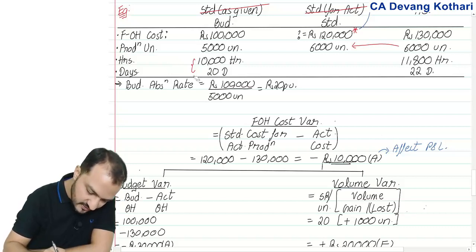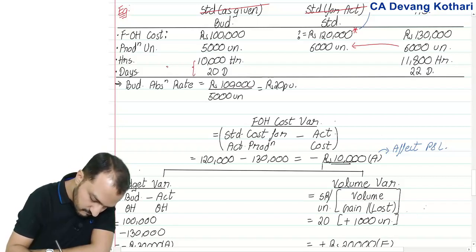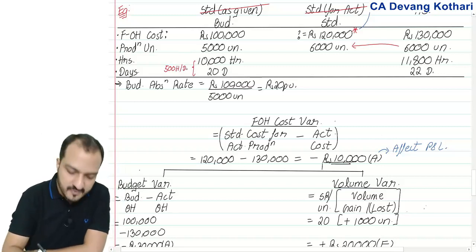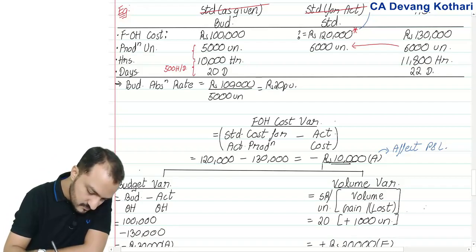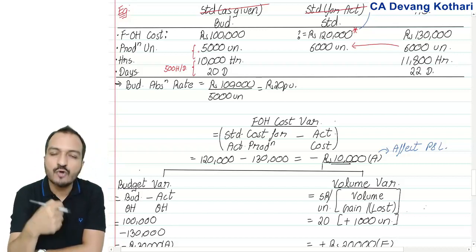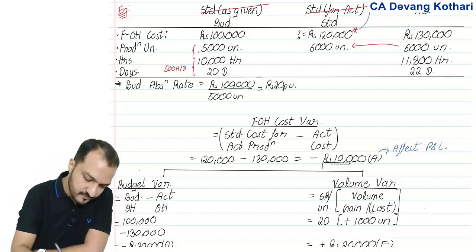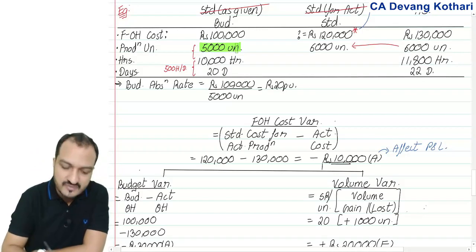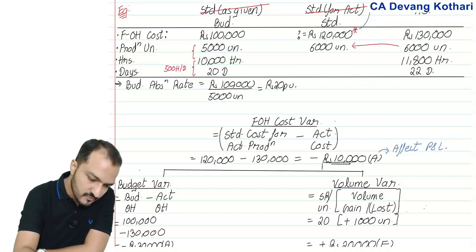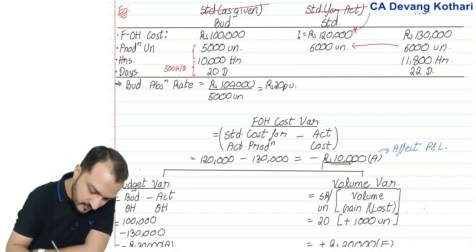Yes, my budget indicates a working capacity of 500 hours per day, right? And again, as per the budget, 1 unit requires how many hours? As per the budget, 5,000 units are produced in 10,000 hours. So as per the budget, 10,000 divided by 5,000, 1 unit requires 2 hours per unit.